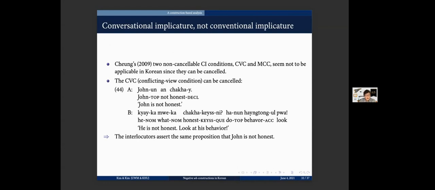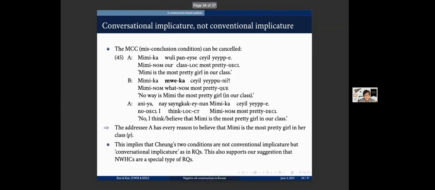Unlike Chung's argument, we suggest that both conditions, CVC and MCC, these conclusion conditions, can be cancelled in Korean. So in 44A, 쟤는 안 착해, and B says, 걔가 뭐가 착하겠니? 하는 행동을 봐. This means he is not honest. Look at his behavior. So here, both the speaker and the addressee assert the same proposition that John is not honest here. So you can see that the CVC, conflicting view condition, can be cancelled in Korean.